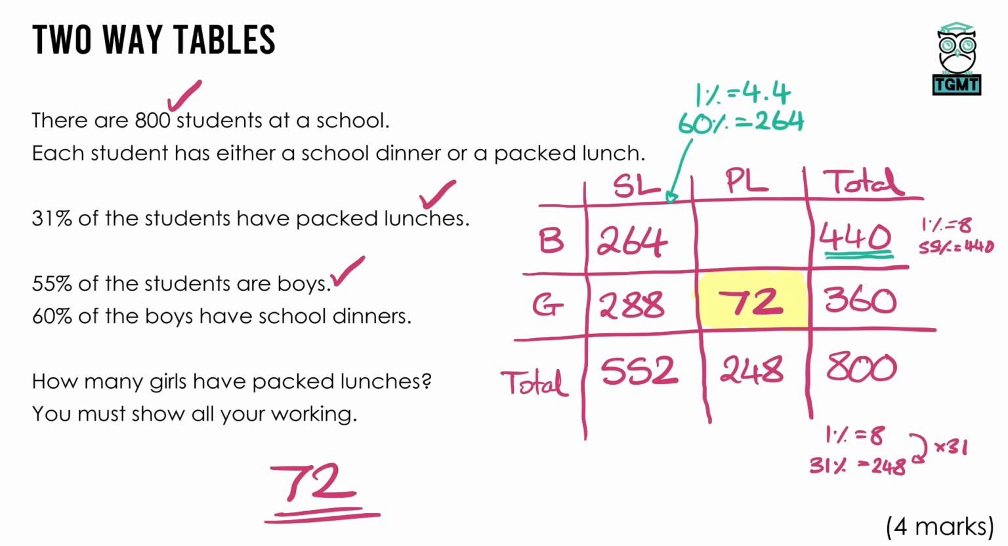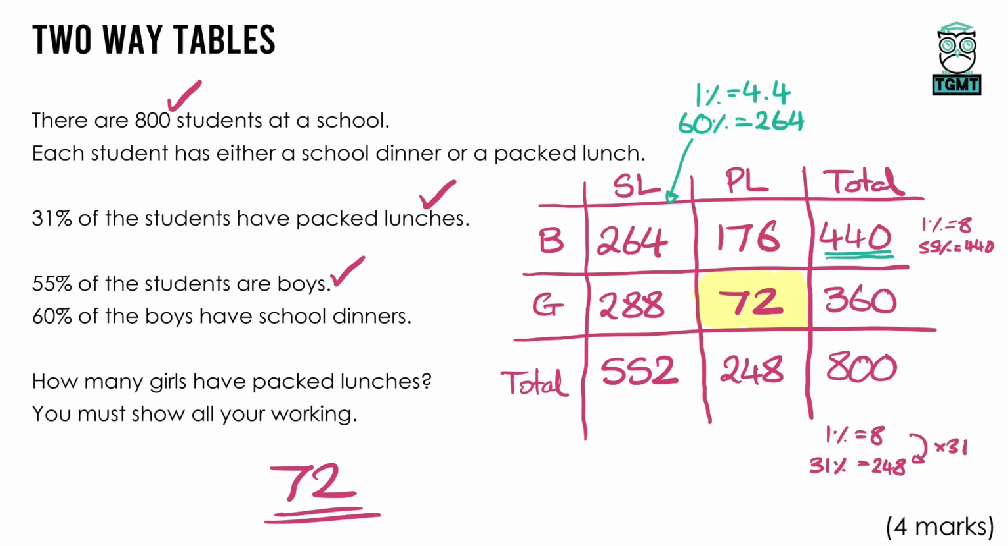I have had to show around the side the percentages that I've done. I think that was sensible to write those in anyway, because we're obviously going to get working out marks in this question. But there we go, we could actually work out the boys that had packed lunch, even though it's not needed. 248 divided by 72, and that gives us 176.